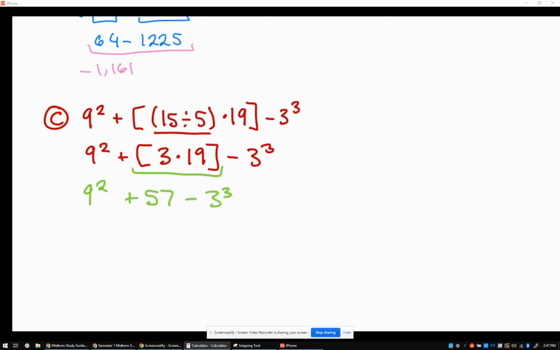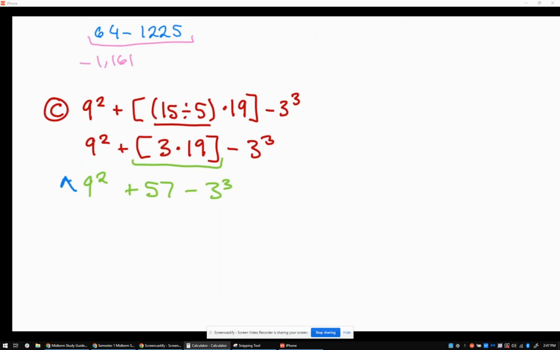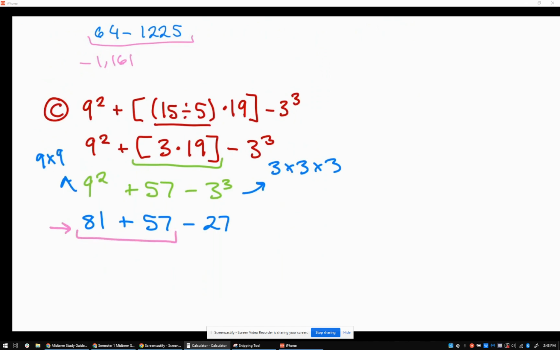All right, now we can move on to taking care of our exponents. 9 squared is 9 times 9, and 3 cubed is 3 times 3 times 3. So 9 squared is 81, and 3 cubed is 27. With the adding and the subtracting, we're going to go from left to right here. 81 plus 57 is first, which is 138. Then we can do 138 minus 27, which gives us 111.